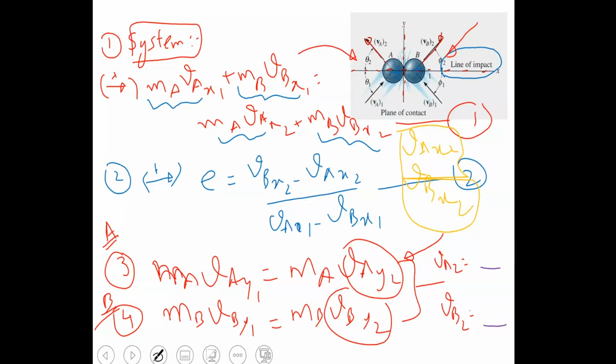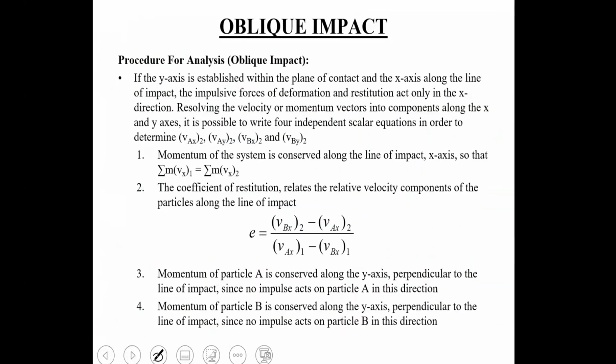So these are the 4 steps, which we can summarize. Whenever you are going to solve any problem relevant to oblique impact, it is going to be solved in 4 steps. The very first step is you are going to apply the conservation of momentum principle on the system along the line of impact, from where you are going to get one equation in terms of final velocities along the line of impact. Then in step number 2, you are going to apply the coefficient of restitution equation along the line of impact. Both these steps are applied on the system. If you solve these, you are going to get the unknown velocities VAX2 and VBX2.